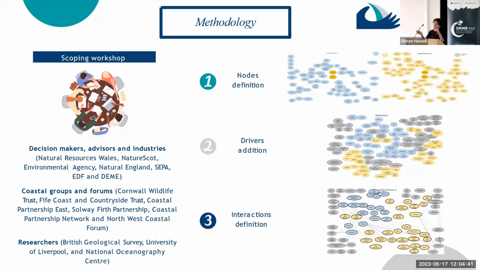So what did we ask participants? What could bring change to these human and natural nodes? And the third step was to ask them, what do you think interacts with what? It could be that a driver influences a node, a natural or a human node, or drivers interacting with each other. And they could indicate this interaction using these arrows, saying whether, according to them, it was a positive or a negative interaction.